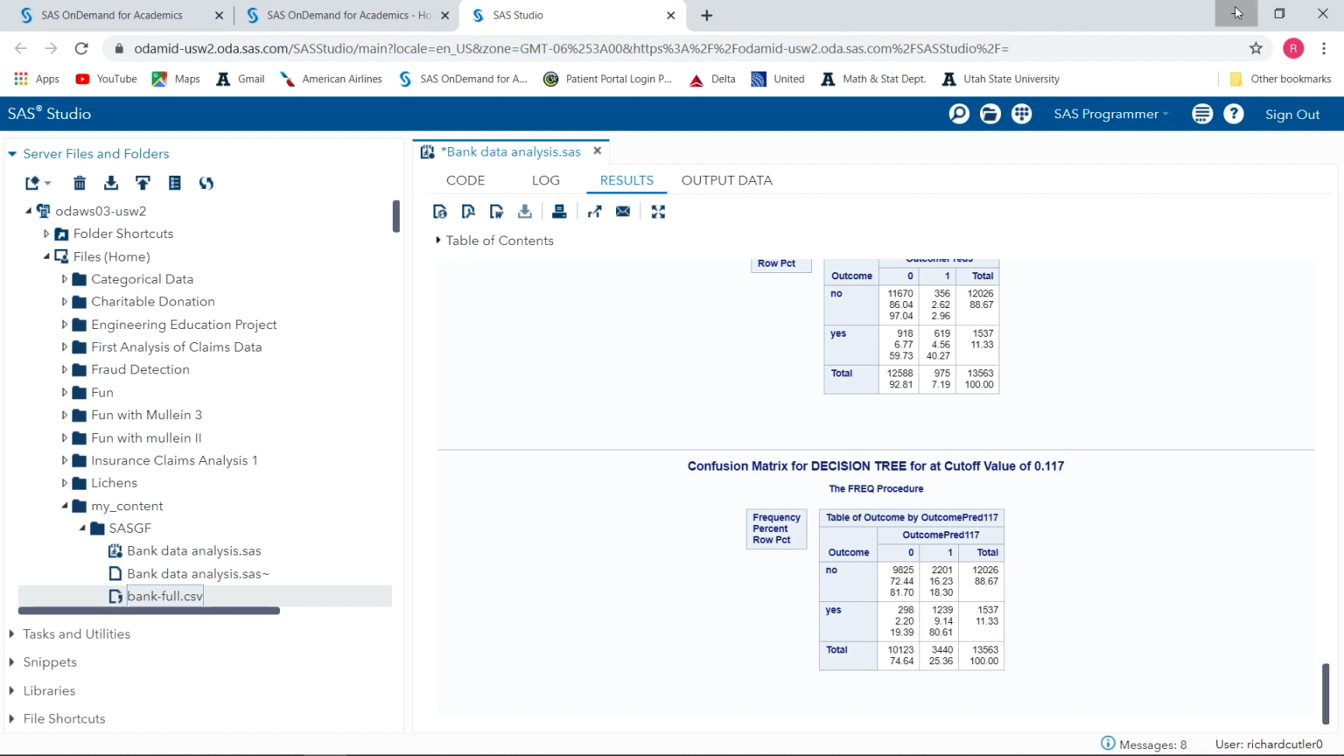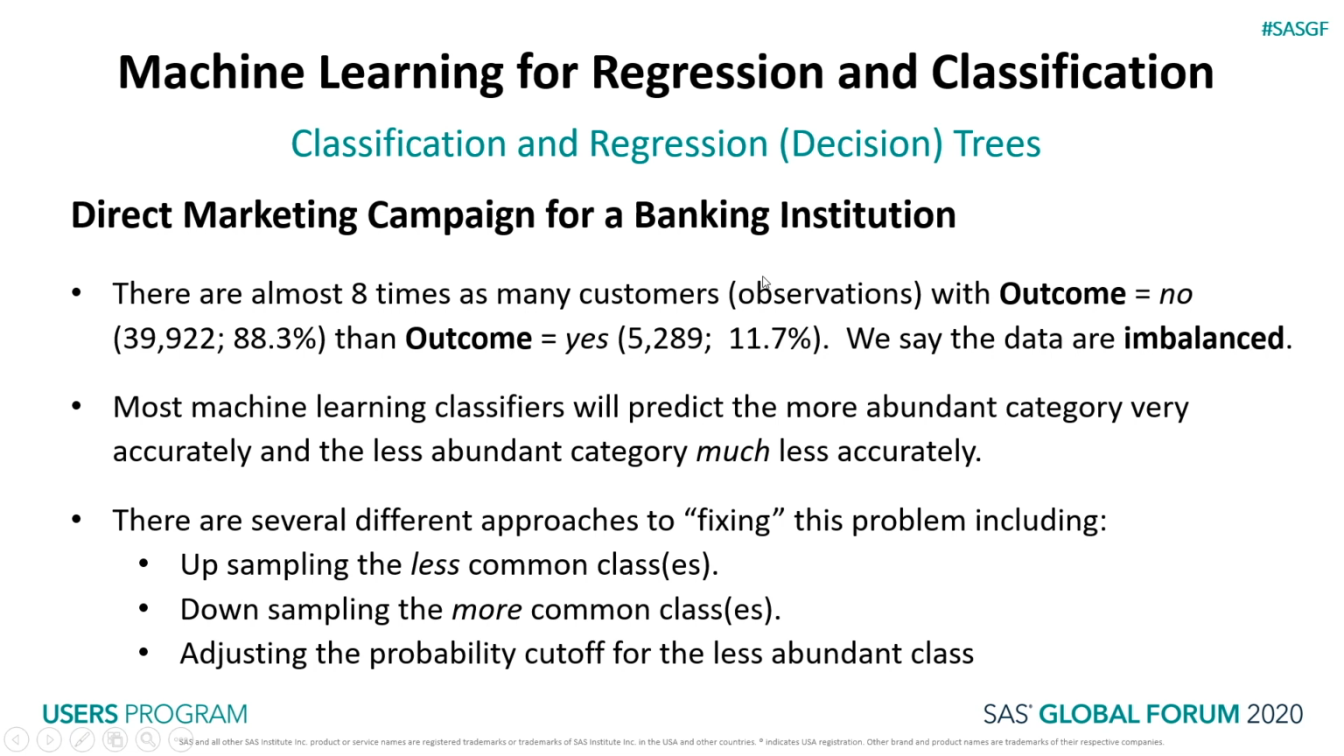So returning to the PowerPoint slides now, I have a summary here of what we've just been talking about. There are almost 8 times as many customers with outcome as no as outcome as yes. And so we would say that the data are imbalanced. This is a fairly common problem in many applications. Certainly in the ecological statistics that I am very familiar with, I encounter imbalanced data almost all the time.